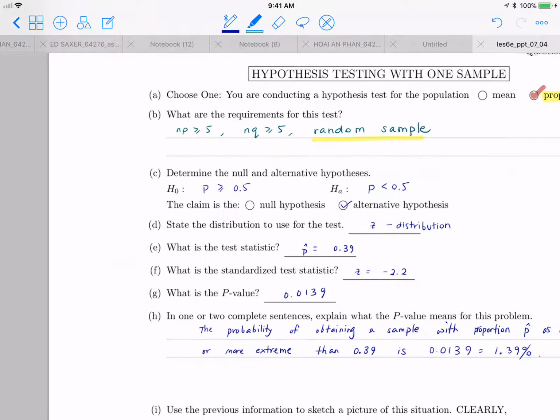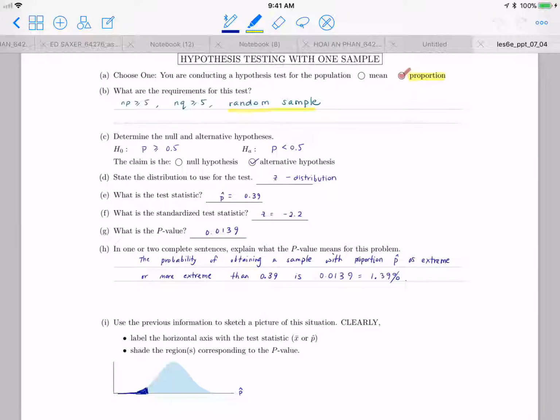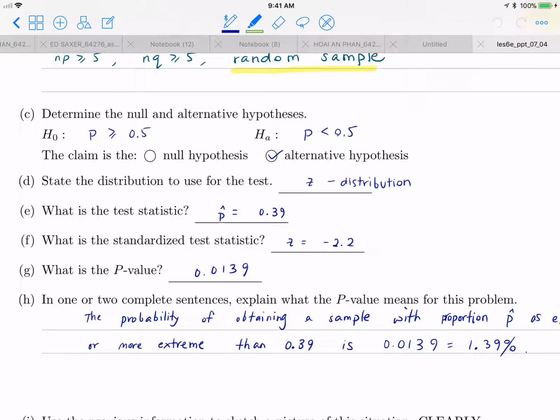And we actually do have a random sample if we look back in our problem, because it said we have a random sample of 100 adults. Now, the null and alternative hypotheses we have figured out, and we checked that the claim is the alternative hypothesis. State the distribution used for the test. We'll be using the Z distribution.